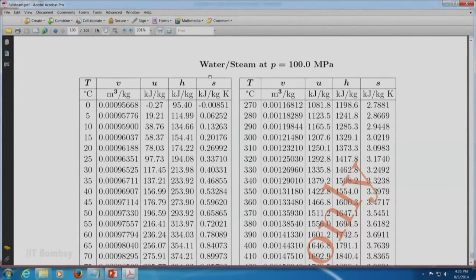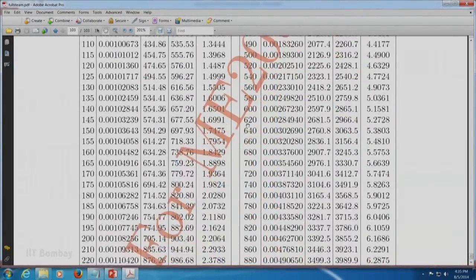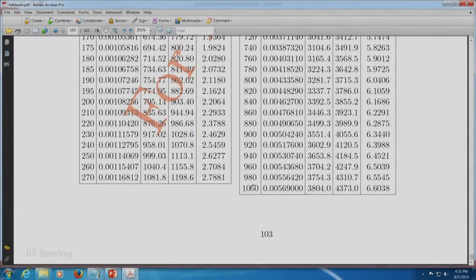And you can see this is the last pressure, that is 100 MPa, again ranging from 0 degree centigrade up to 1000 degree centigrade. So we have got various pressures from 0.01 MPa up to 100 MPa. In the latter part of the pressures, the increment could be of 5 MPa or 10 MPa. Similarly, in the temperatures we have got 1, 5, 10 or 20 degree centigrade increments given for respective pressures.